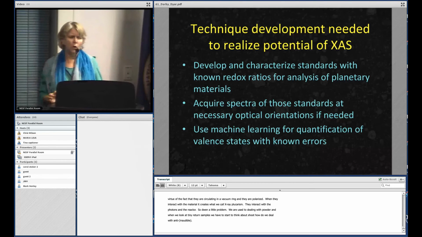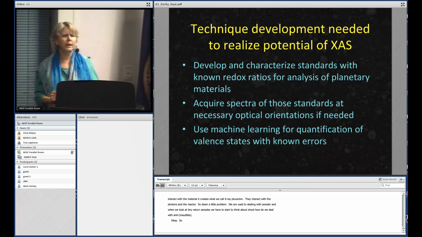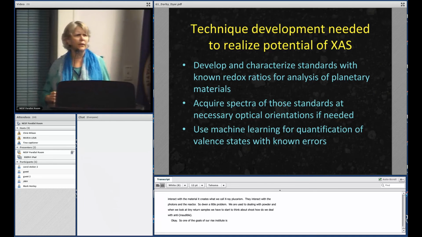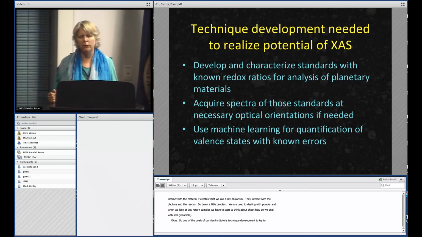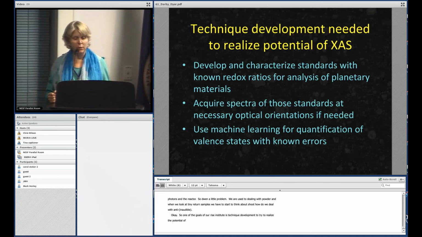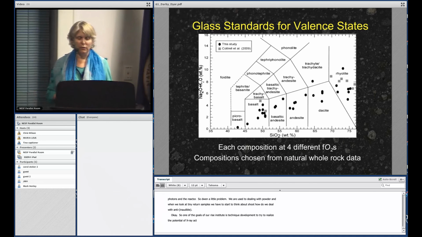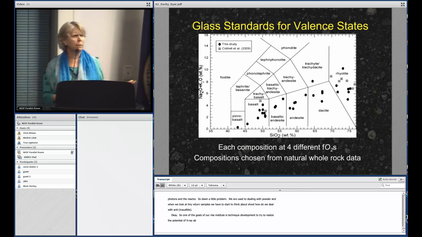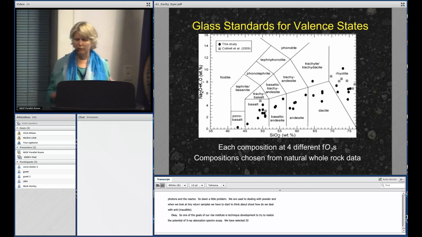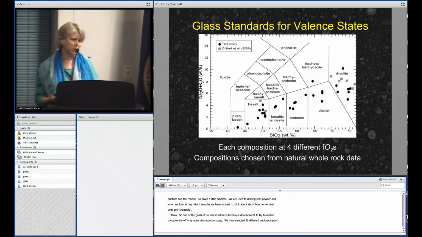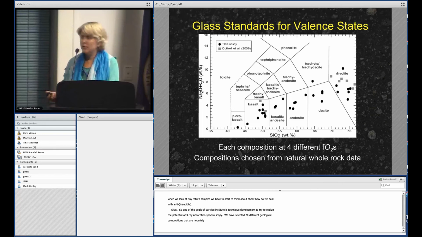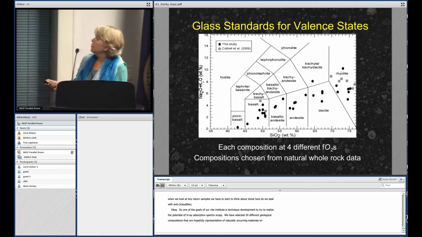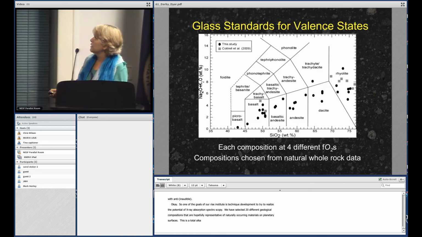Okay, so one of the goals of our RISE Institute is technique development to try to realize the potential of X-ray absorption spectroscopy and use it to study planetary materials. And so I want to give you a little snapshot of what we're doing. We have selected 20 different geological compositions that are hopefully representative of naturally occurring materials on planetary surfaces. For those of you who aren't familiar with this, this is a total alkalis versus silica diagram, and it shows the different fields for different kinds of igneous rocks.